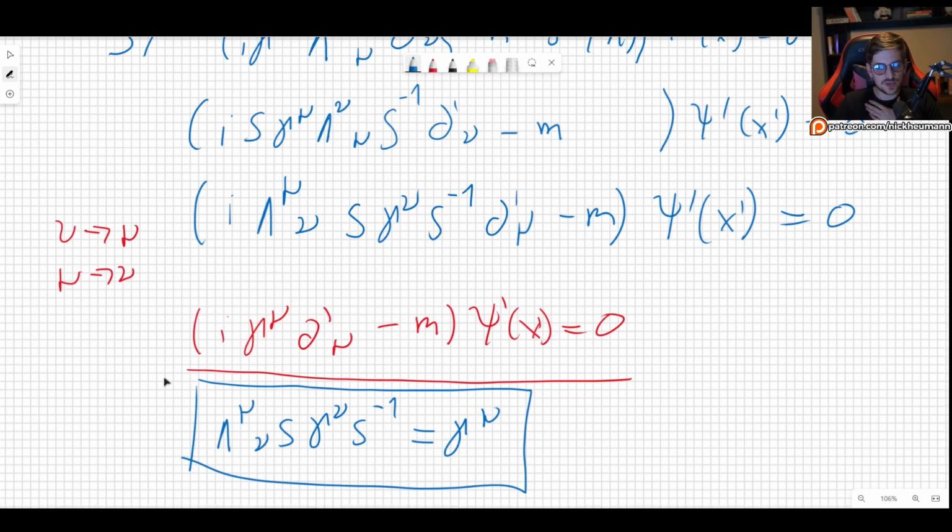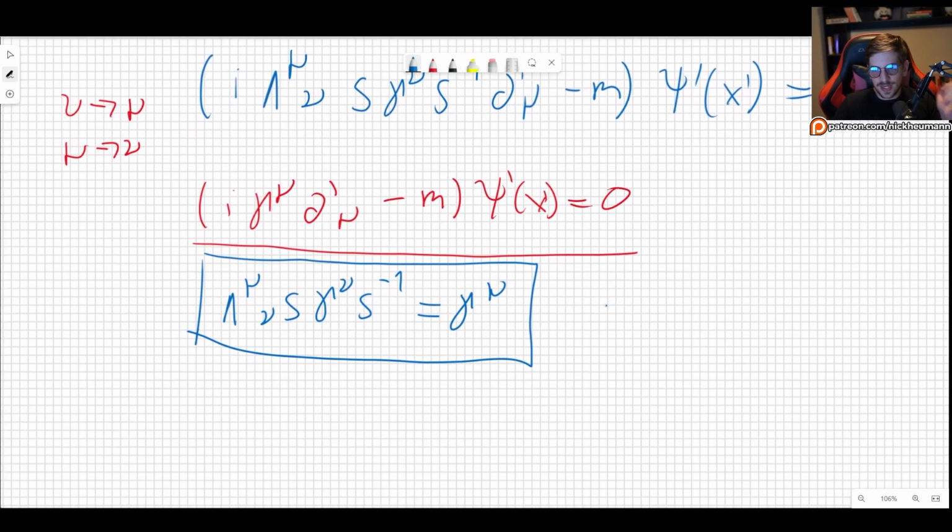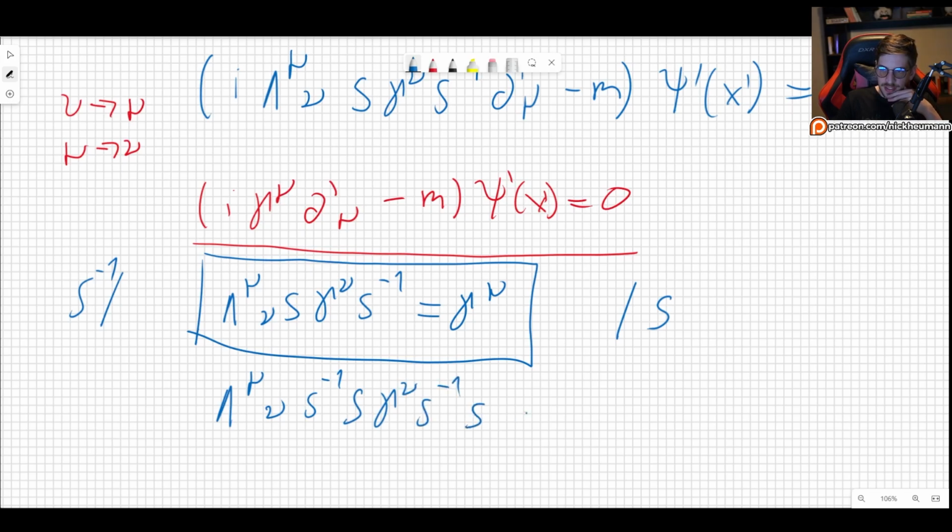But we don't know if that is true. We do not know if matrix S exists. And in fact, let's just rewrite this equation right here. Because again, this is simply a number, so we can multiply from the right by S and from the left by S to the minus 1. So we have lambda mu nu, which is of course unaffected by the S matrix, and then S to the minus 1 S gamma nu S to the minus 1 S. This is equal to S to the minus 1 gamma mu S. Of course, these cancel out, and we get this nice, beautiful equation here.